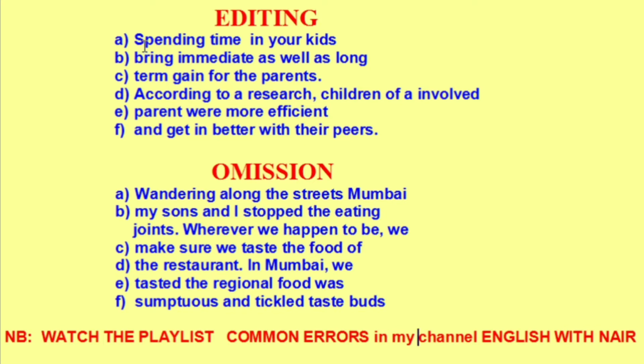So what I should do is, once I've read the sentence, I will read it once again, including the other sentence, and try to read the complete paragraph. Spending time in your kids bring immediate as well as long-term gain for the parents. According to a research, children of an involved parent were more efficient and get in better with their peers. Sometimes, when you are reading aloud or reading at a quick, faster rate, the mistake will automatically come in your mouth. For example, here I read it as "an involved parent." So one of the errors you will get in a spontaneous reading activity.